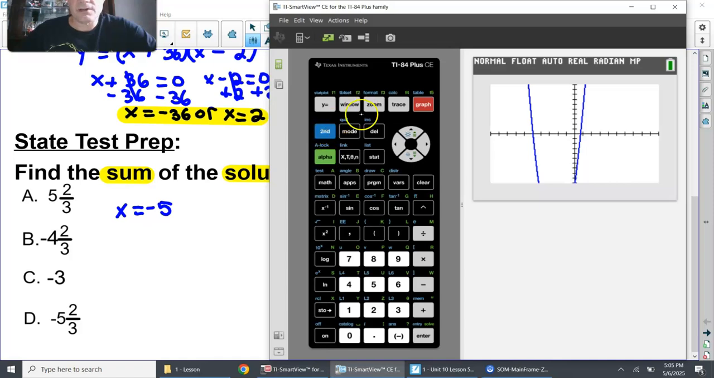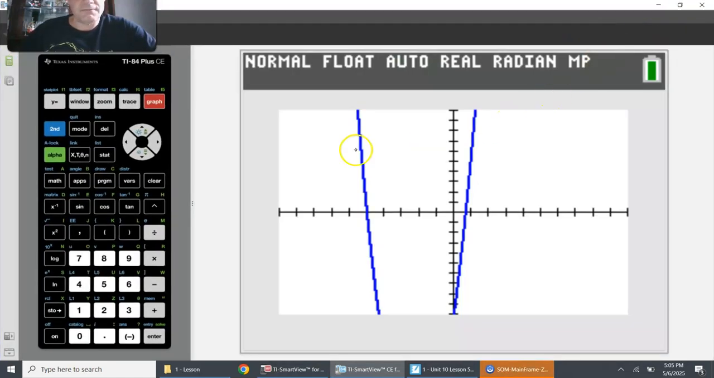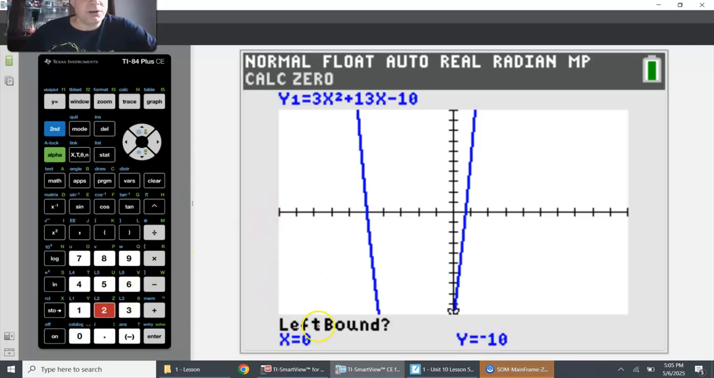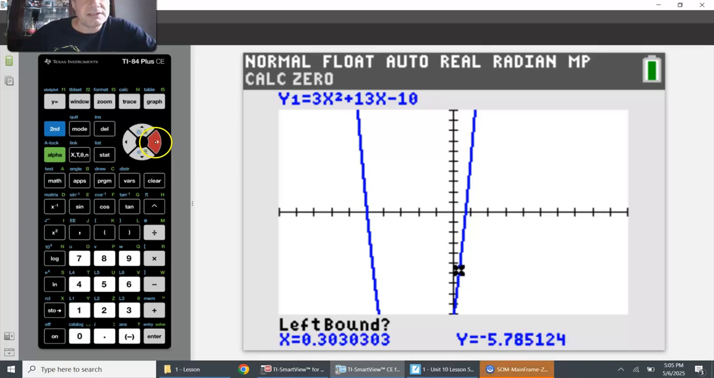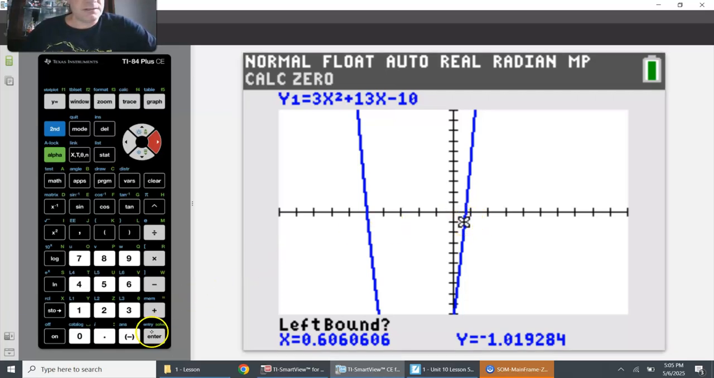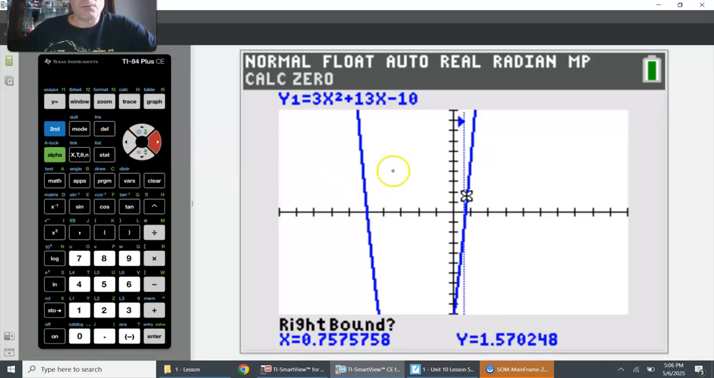So what we're going to do is we're going to press, and I'll put this in full screen. We're going to press second function and trace, and we're going to go to 2, and we are going to go left bound. Now remember, press to the right or left, not up or down. I pressed to the right twice, and my cursor came up just below the x-axis. I'm going to press enter once, and then it's going to say right bound. I'm going to press right once, and then it's going to go up above the x-axis, and I'm going to press enter. Notice these two lines being drawn by the calculator.